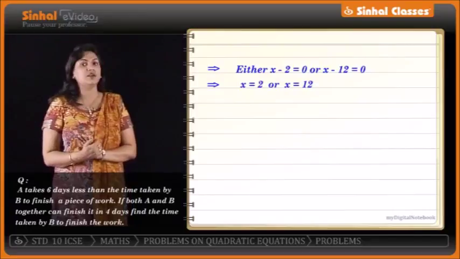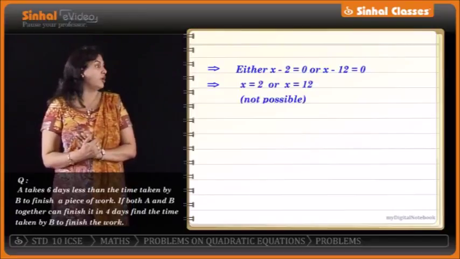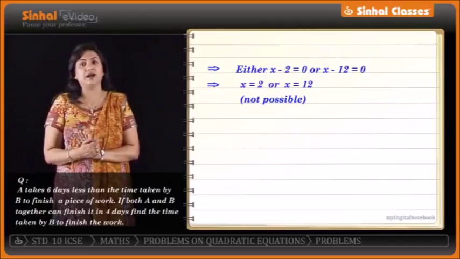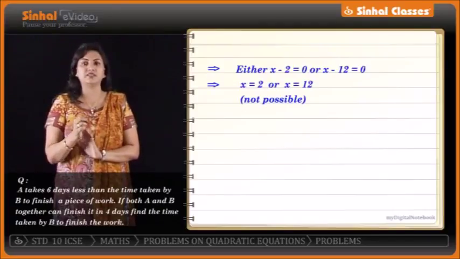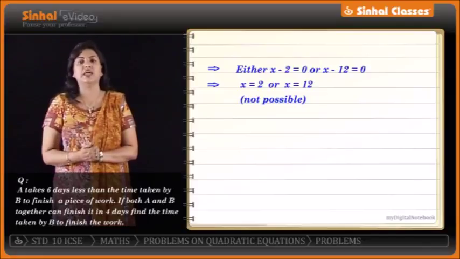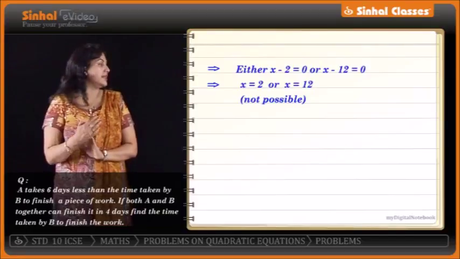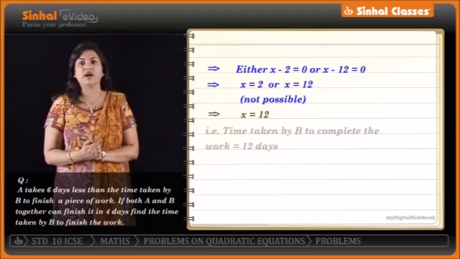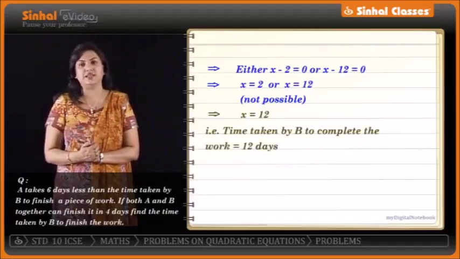Now, x is equal to 2 is not possible, because in that case, the time taken by A would be x minus 6, which is 2 minus 6, which will become negative. So x is equal to 2 is not possible. That is, x is equal to 12. So the time taken by B to complete the work is equal to 12 days.